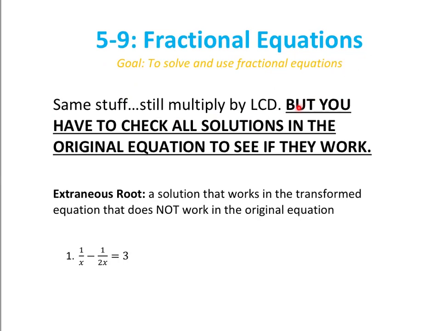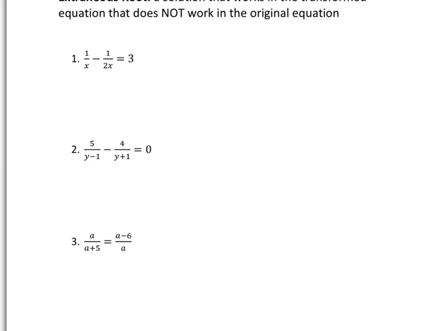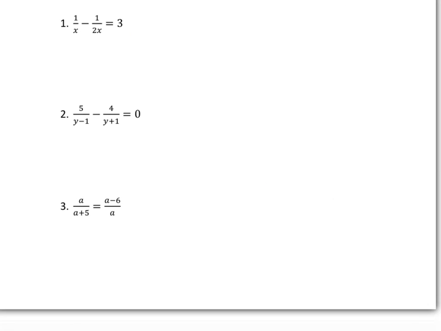So if you get a solution that works in the transformed equation, the one that you multiply by the least common denominator, but it doesn't work in the original equation, that's called an extraneous root. It's a root that works theoretically with the math, but you can't use it because it's not going to work in our original equation. Okay, so jumping into these quick examples.